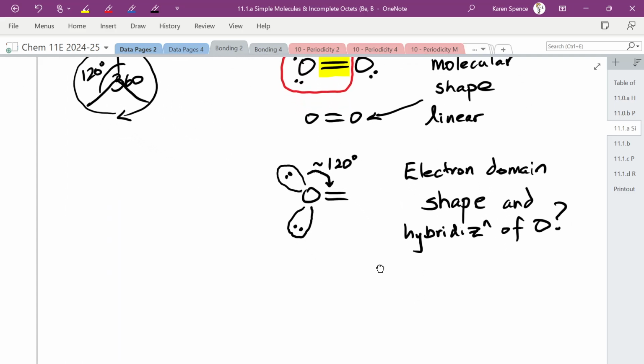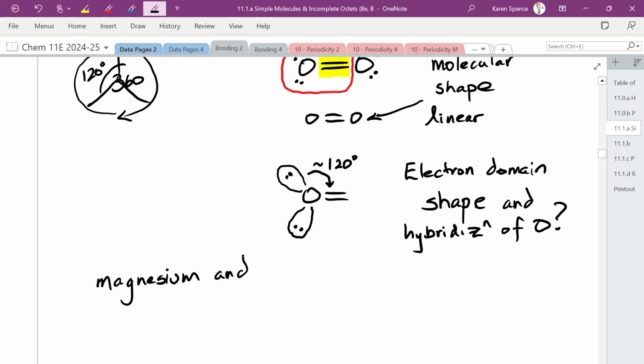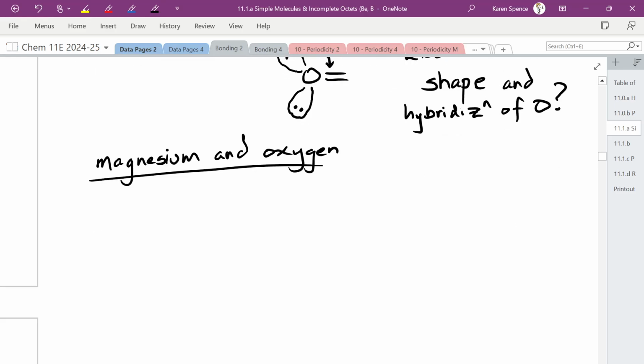Now that's lovely. What if I wanted you to make a compound between magnesium and oxygen? Don't forget that magnesium is a metal.